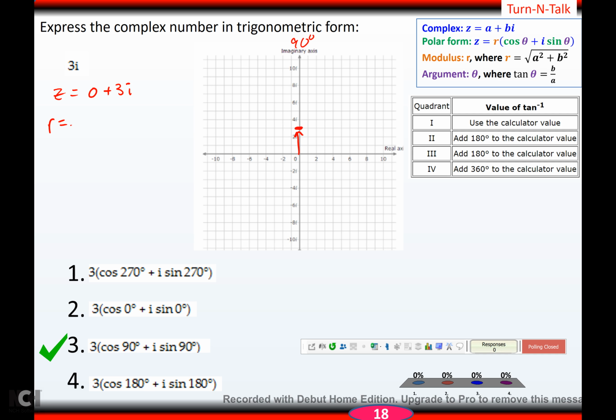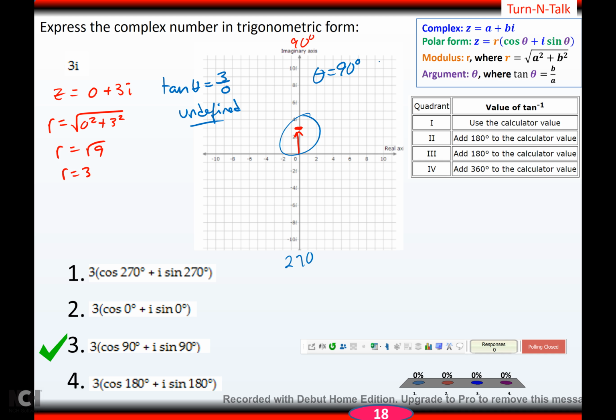First, our r is going to be the square root of 0 squared plus 3 squared, which is the square root of 9, which is 3. To get my theta, I'm going to do tan theta equals b over a, which is undefined. The only place that tangent is undefined is at 90 or at 270, because that would be dividing by 0. Well, I know I'm up here in this quadrant, so theta has to be 90 degrees. So I got my r, got my theta, so z equals r cosine 90 plus i sine 90.